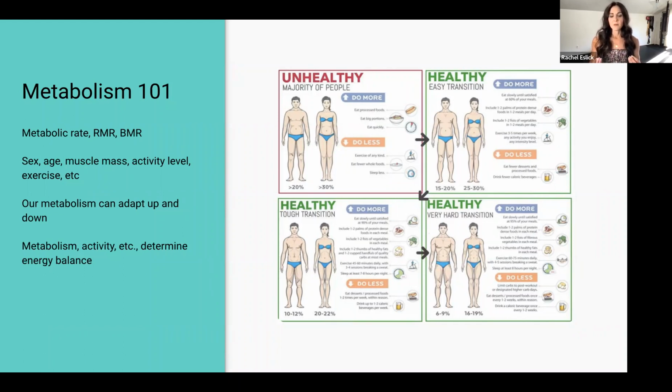That number is going to hinge heavily on many things, including whether you're a male or a female, how old you are, how much muscle you currently have on your body, what your activity level is, how much you're exercising, and more. All of that factors into your metabolic rate. And you can change your metabolic rate. It'll adapt up and it'll adapt down based on what else is happening in your life. That's the cool thing about your metabolism.